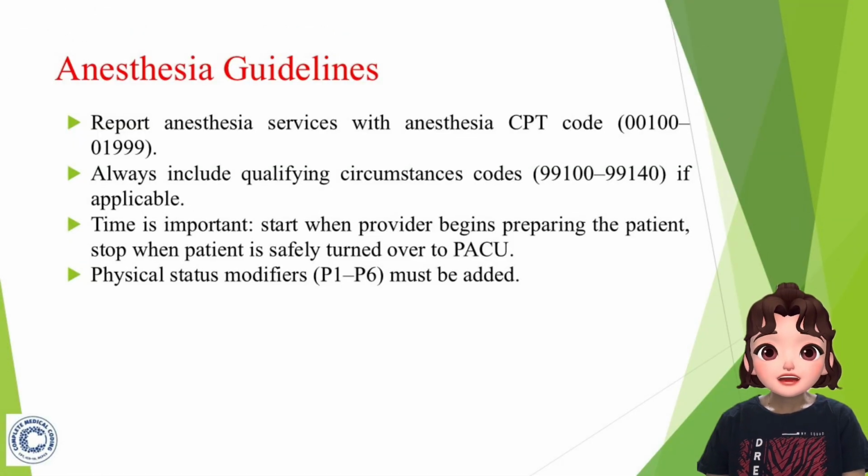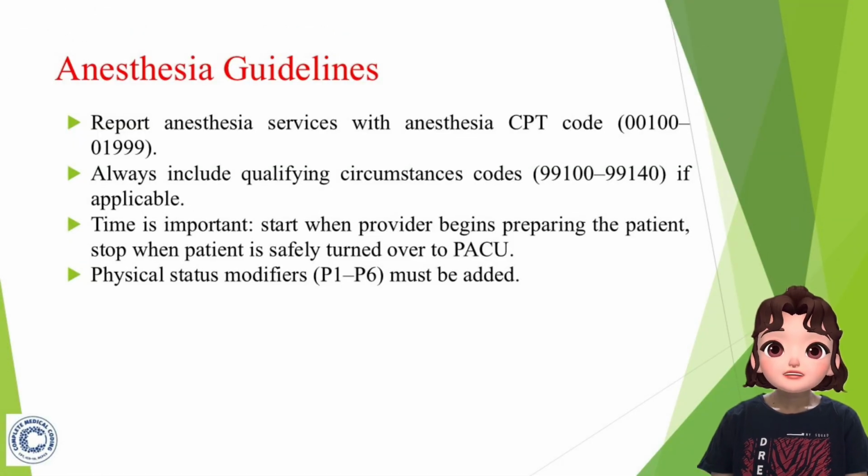Now, what are the anesthesia guidelines? Report anesthesia services with anesthesia CPT codes. Which are the CPT codes? 00100 onward, 00200 onward, up to 01999. These are the anesthesia CPT codes. Always include qualifying circumstances, 99100 to 99140, if applicable. If anything is mentioned in the question about qualifying circumstances, you should use these codes.